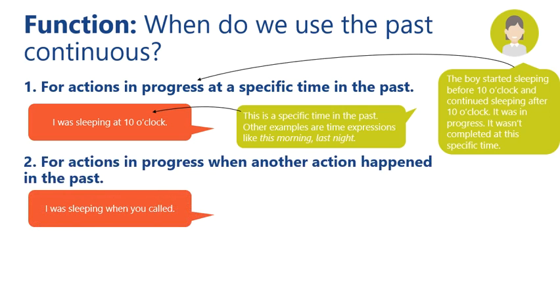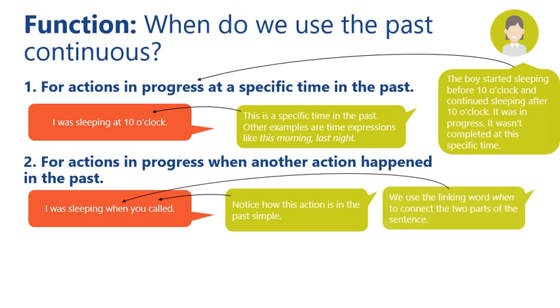The number two is that we can use the past continuous for actions in progress when another action happened in the past. Let's see this example. I was sleeping when you called. Notice how this section is in the past simple. We use the linking word when to connect the two parts of the sentence.